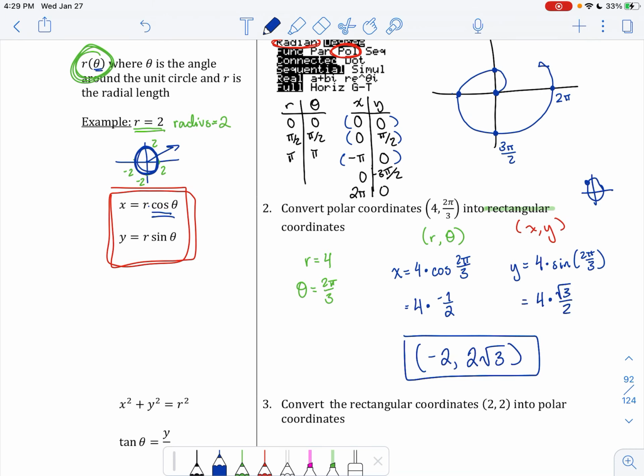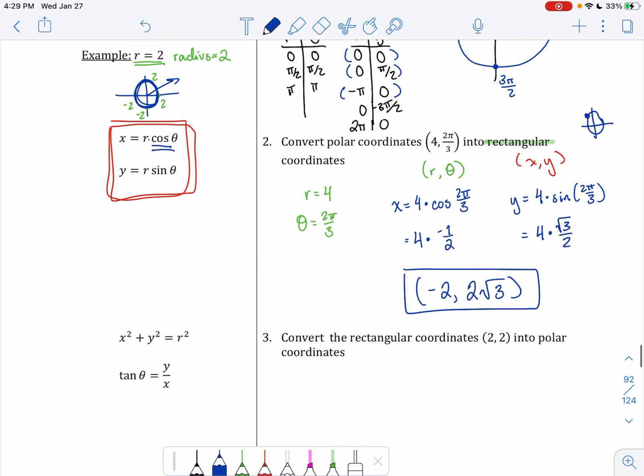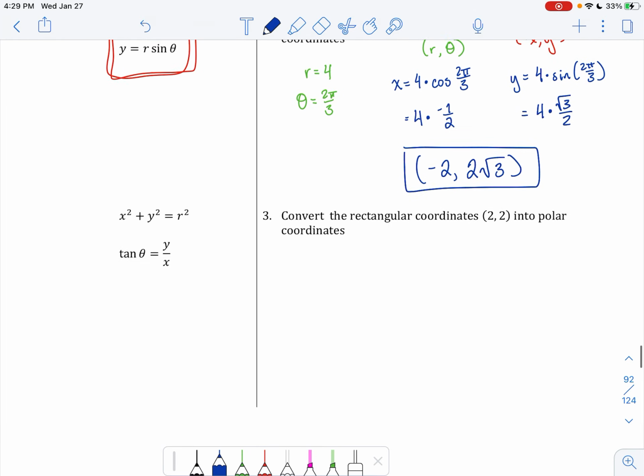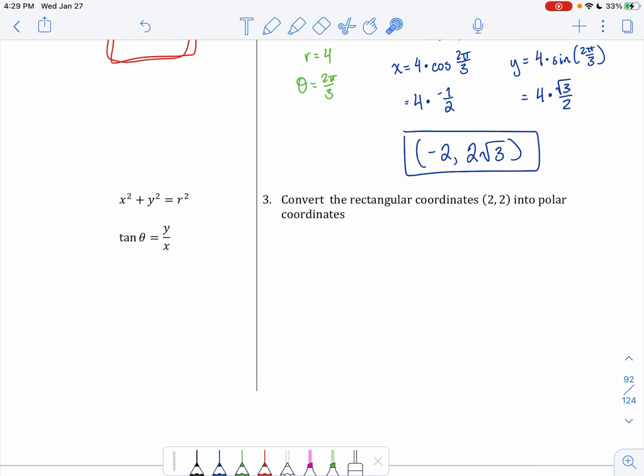There's also, you want to be able to convert back and forth. So if we have the rectangular coordinates, the xy pair 2, 2, we can use these facts. So this is our general formula for a circle, x squared plus y squared equals r squared. So that allows us to solve for r. And if you remember on our unit circle, tangent of theta is equal to y over x, since y is sine of theta and x is cosine of theta.